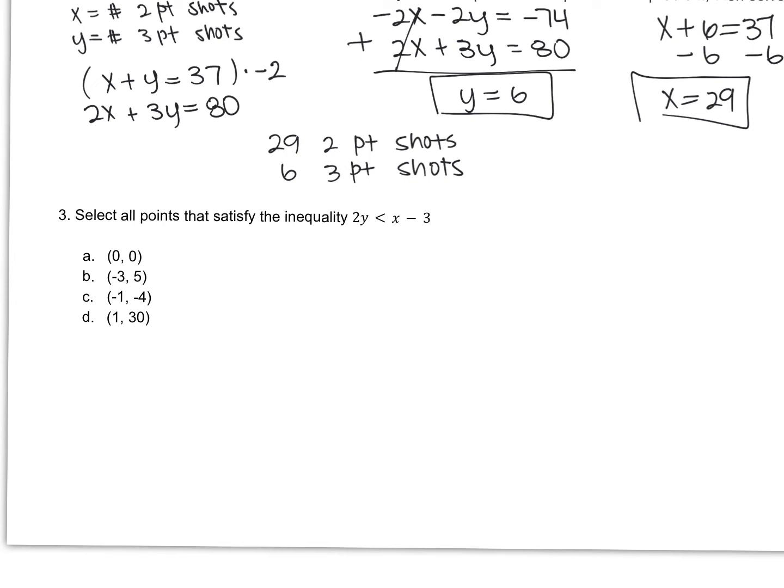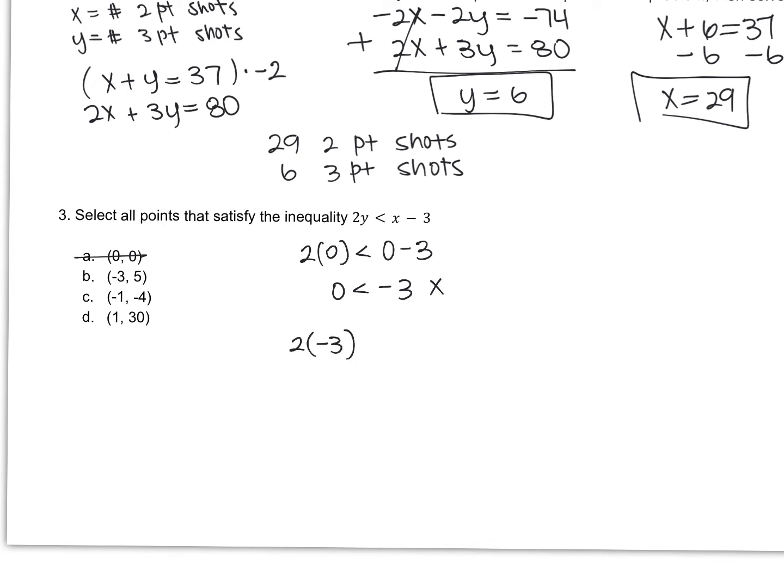So the first point I'm going to check is 0, 0. So I want to make sure that 2 times 0 is less than 0 minus 3. So 2 times 0 is 0. 0 minus 3 is -3. And 0 is not less than -3. So I know it is not a solution. So that tells me if I were to graph this in Desmos, 0, 0 would not be in the shaded region. Next, I'm going to check -3, 5.